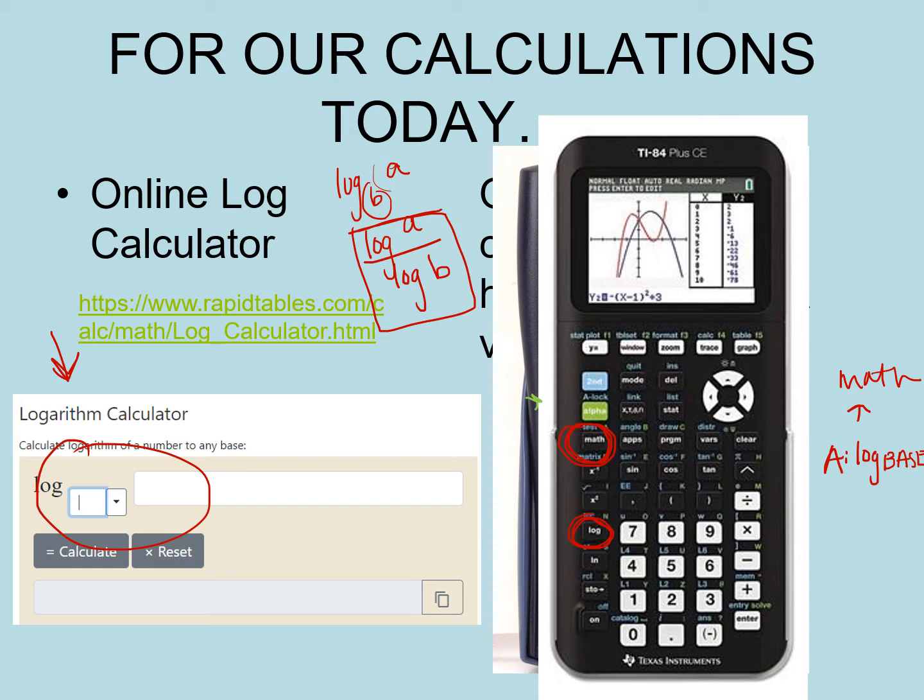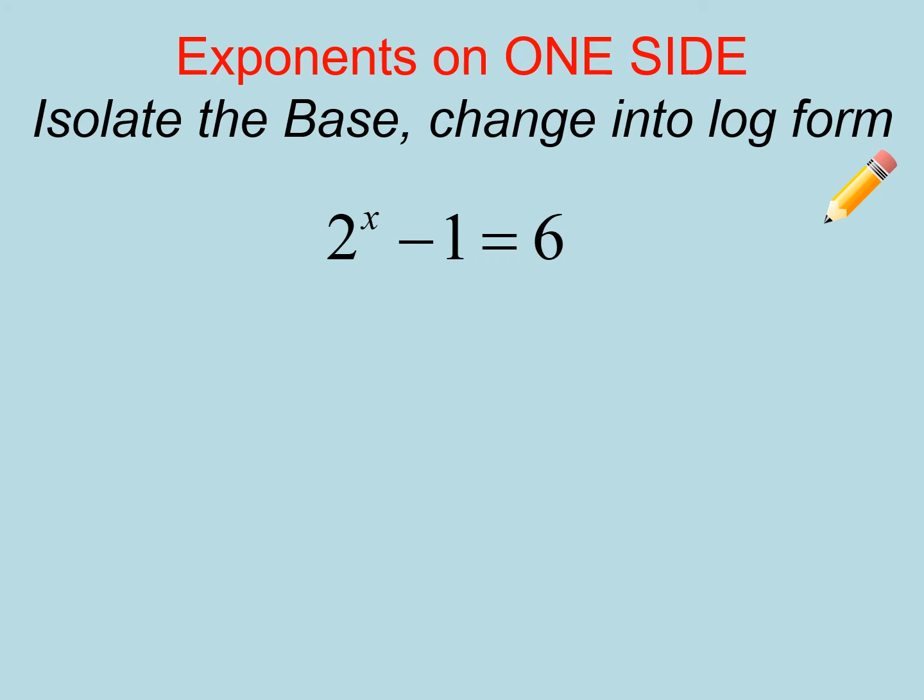So let's see what I mean by calculating logs. Okay, so let's look at exponents on just one side. So here, it's giving you step by step. So isolate the base and then change into log form. But for starters, let's see if I can do the change of base here. Well, in order to do a change of base, I have to have two bases standing alone. So let's get this 1 out of here. So I'm going to have 2 raised to the x equals 7.